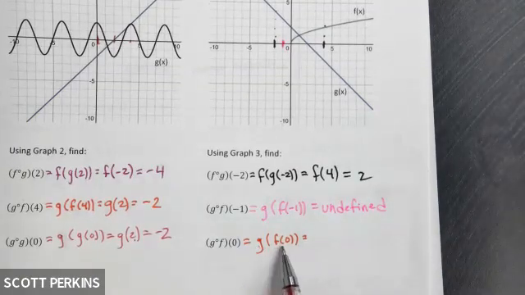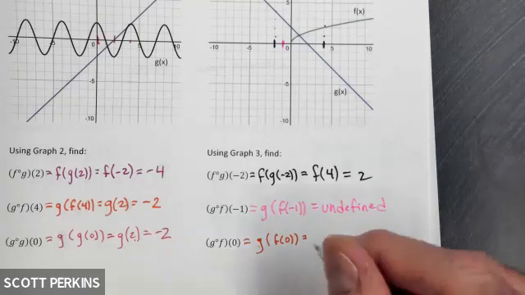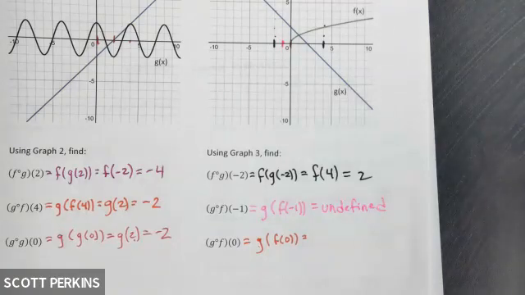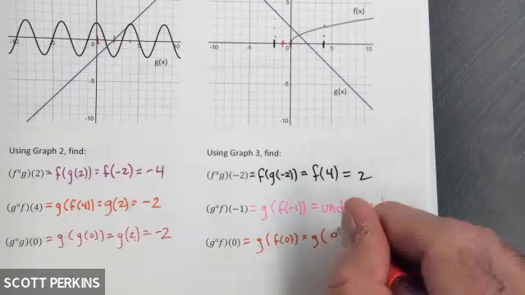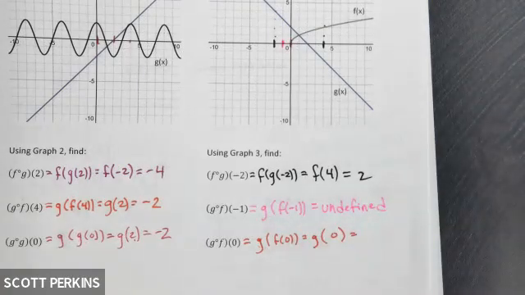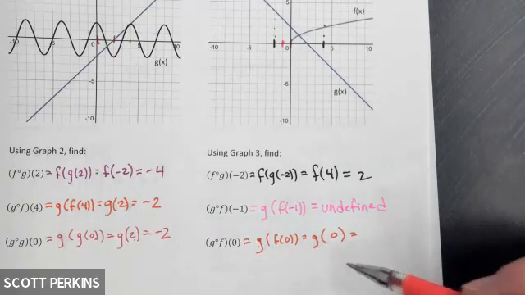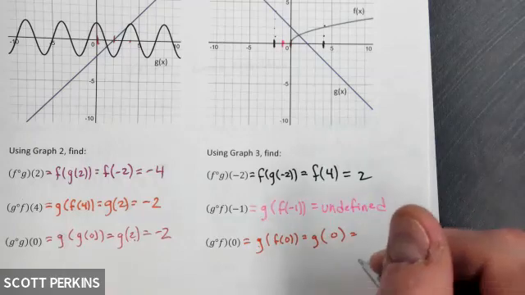I've got G composed with f of 0. So I'm going to start with the green function, and I'm going to evaluate it at 0. So here's the x value 0. What's the value of the green function at the x value 0? It itself is 0. Yes, it's right down there at the origin. So now I'm going to evaluate the purple graph at 0. At that same place, what's the value of the purple graph?